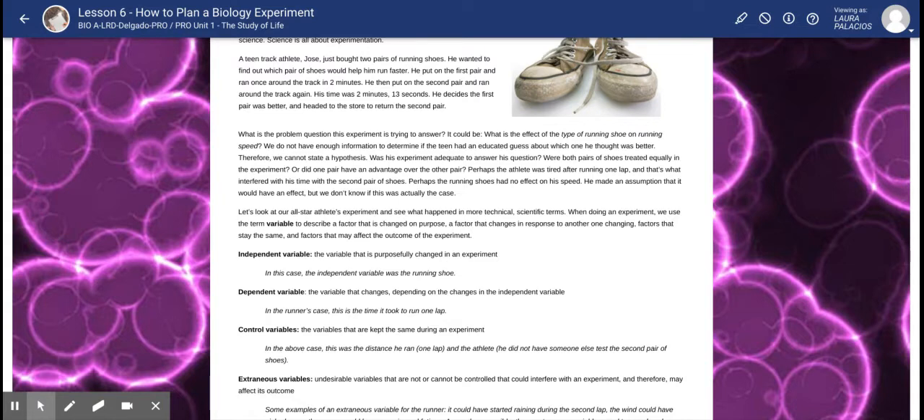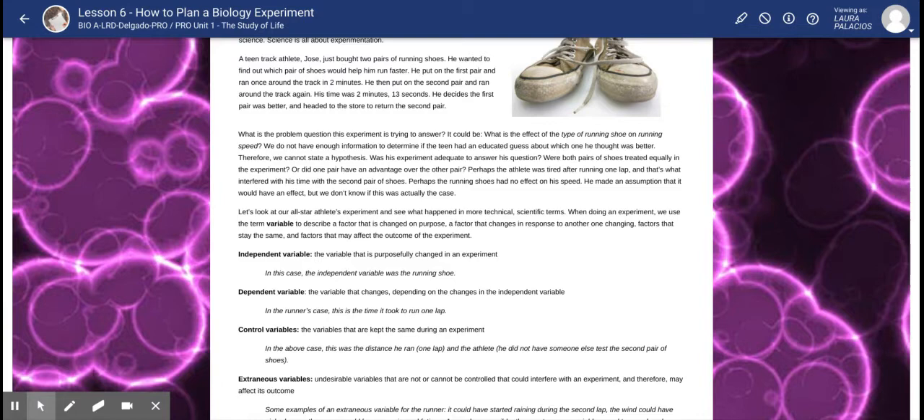What is the problem question in this experiment trying to answer? It could be, what is the effect of the type of running shoe on running speed? We do not have enough information to determine what the teen had an educated guess about, which one he thought was better. Therefore, we cannot state a hypothesis.